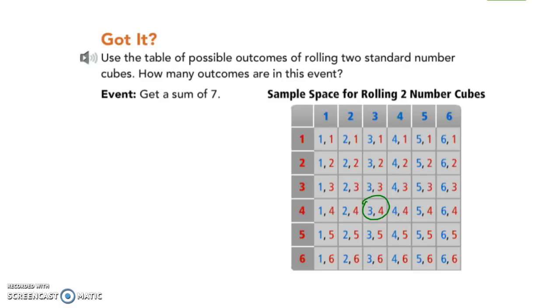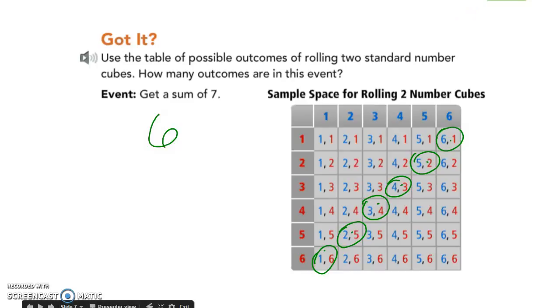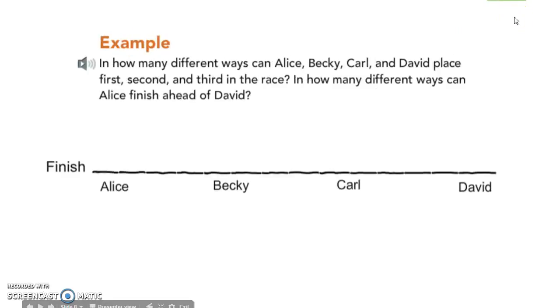3 and 4. 2 and 5. 4 and 3. 5 and 2, 6 and 1, 1 and 6. 1, 2, 3, 4, 5, 6. How cool is that, those make up the diagonal of the table? I know y'all are really excited about that. There's 6 outcomes where we can get a sum of 7. And that is the most common sum from rolling 2 regular dice.